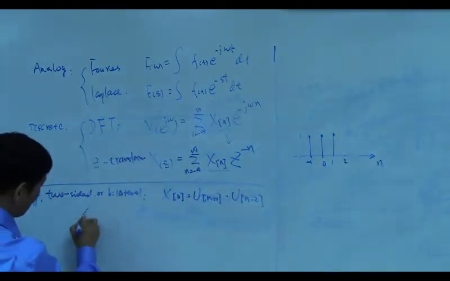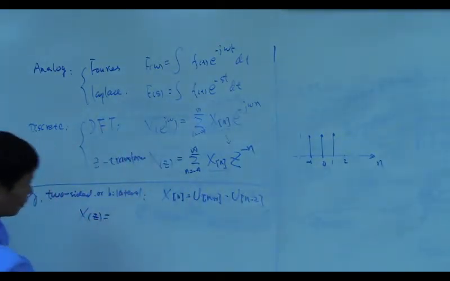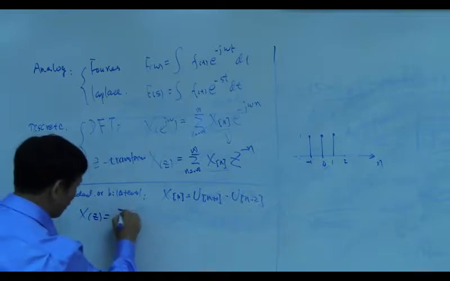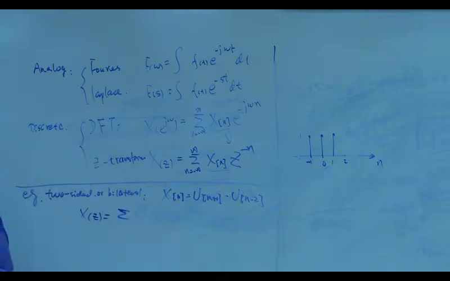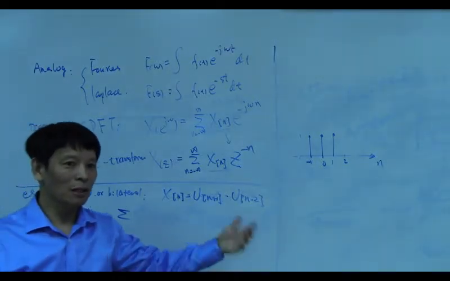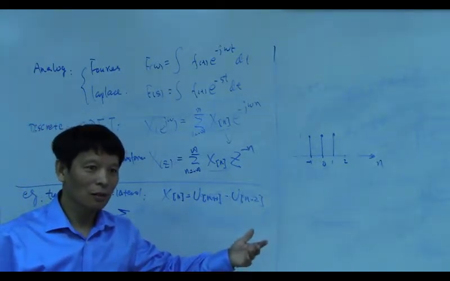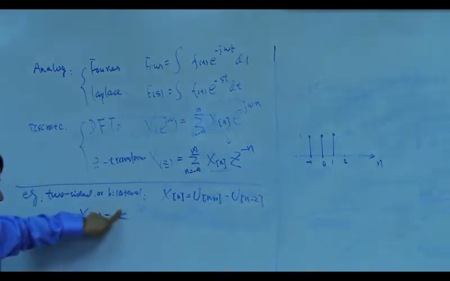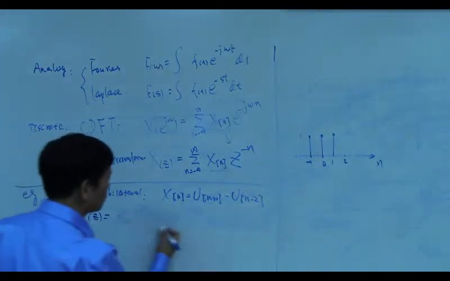The z transform of this equals the sum of all of them from negative infinity to positive infinity. Looks scary, right? But how many non-zeros do we need to calculate? Only 3. So I just need to add 3 terms: 1, 2, 3, that's all.